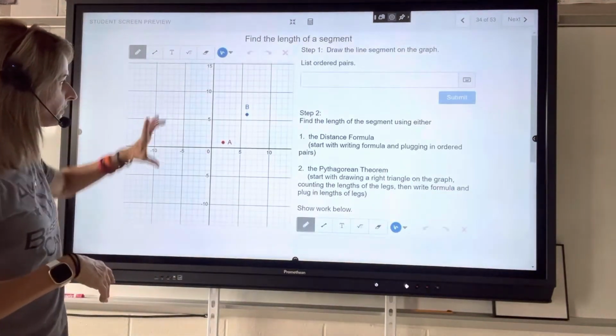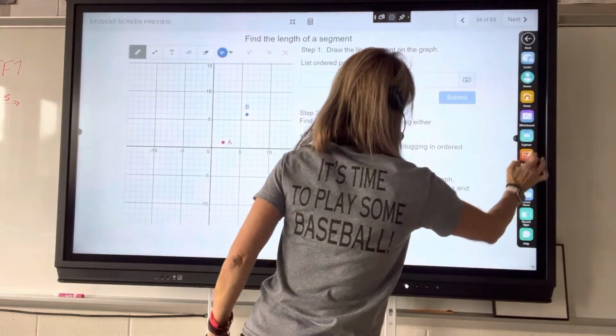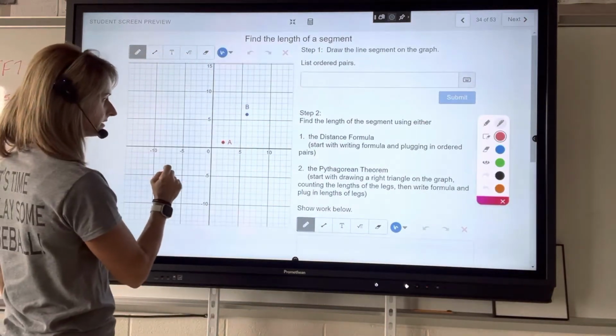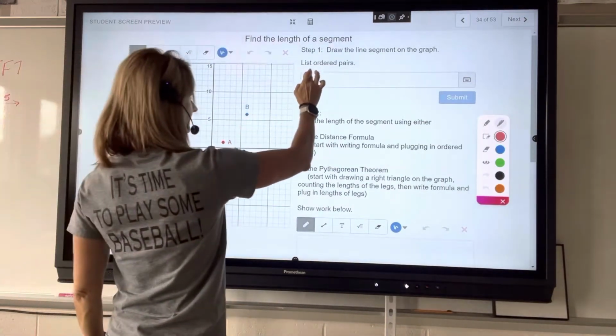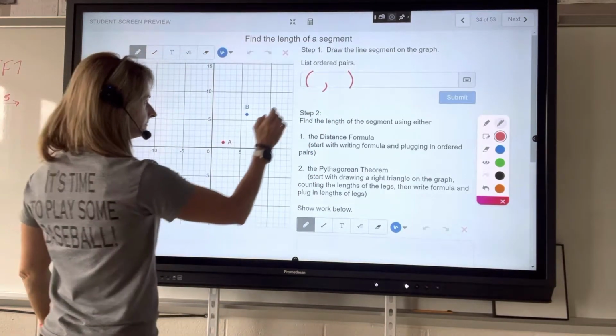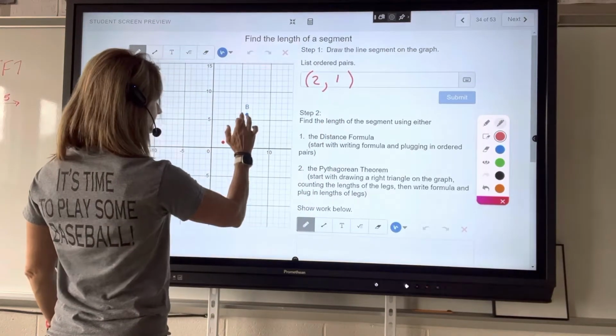So the ordered pairs are right here. Let's go ahead and write out what the ordered pairs are just by looking at what we're given here on the graph. And you can list them there. I'll list them over here too. So A is at 2, 1. And B looks like it's at 6, 6.